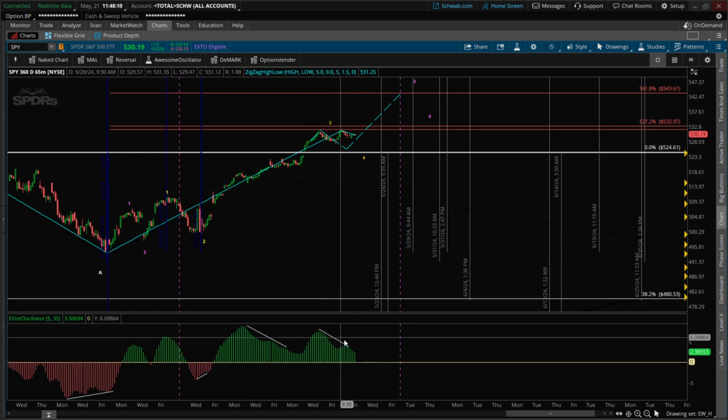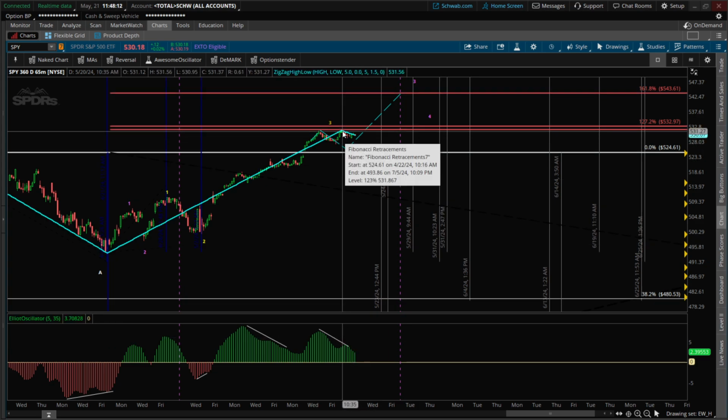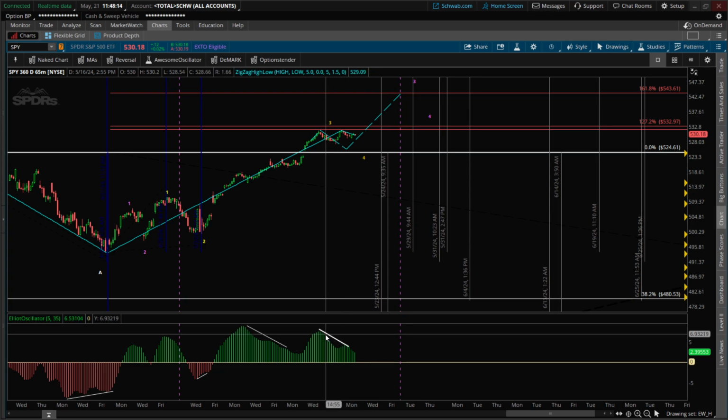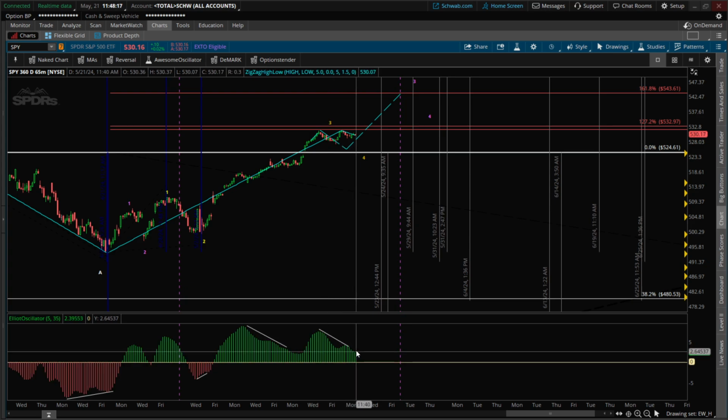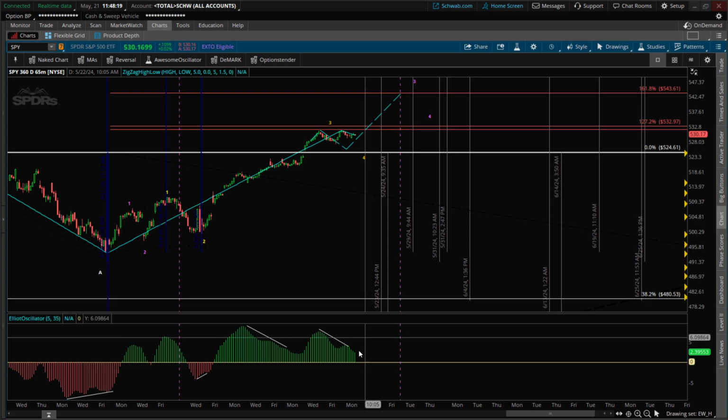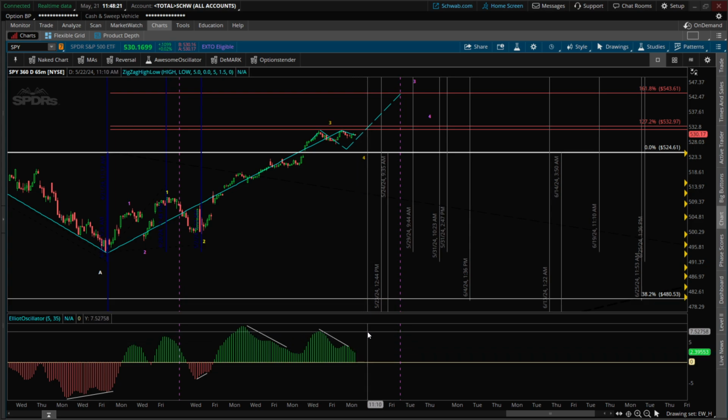We are forming the divergence here. We got a slight high up there, but again, this may have been the correction already. And then this will probably get a higher reading here on this oscillator coming up as price goes up.